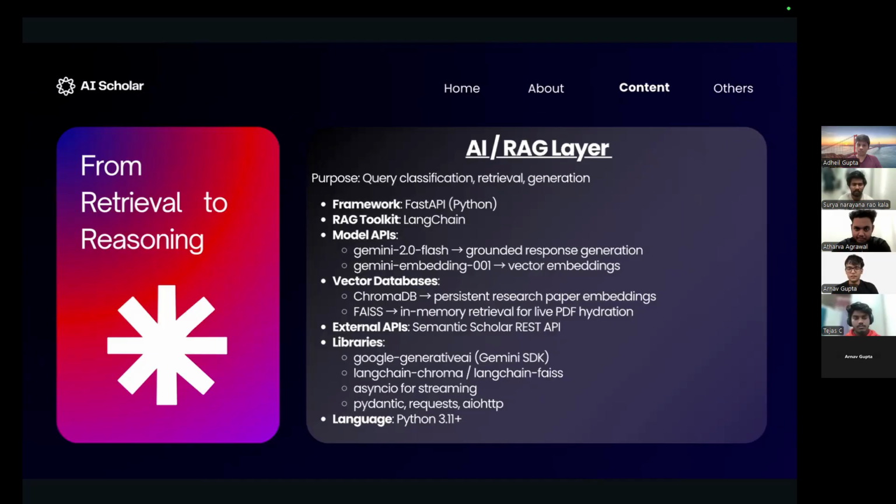So the RAG service performs three major tasks. First, query classification. We classify each question upfront into specific research, generic research or non-research. Second, retrieval. For research queries, we pull context from the persistent ChromaDB, which holds the research papers. And third, fallback generation. If the KB doesn't have the relevant content, we automatically fall back to Semantic Scholar. This ensures answers are always grounded and never hallucinated.